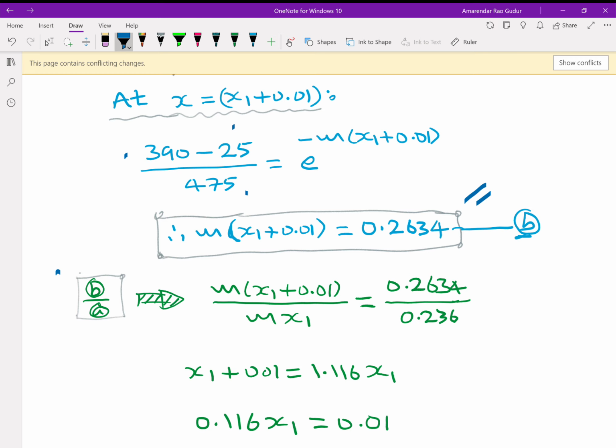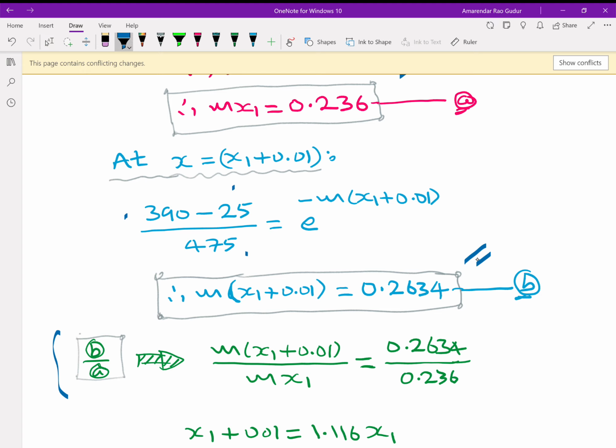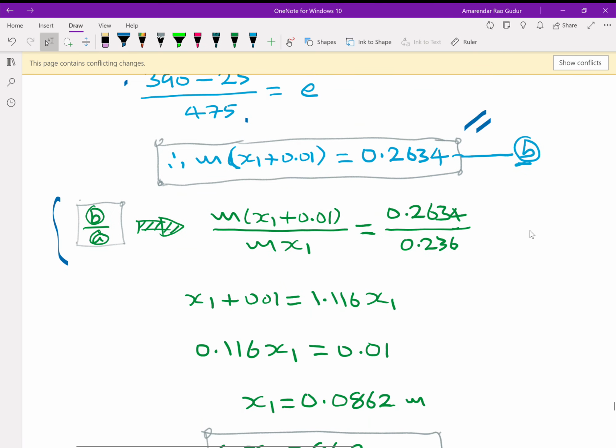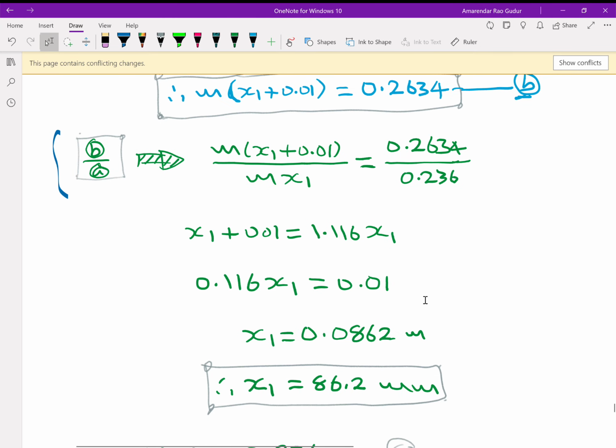Then we take the ratio of B to A, equation B by equation A, to get m x1 plus 0.01 by m x1 is equal to 0.2634 by 0.236. And we can always cancel out m, right? When we cancel out m, we are going to get x1 plus 0.01 is equal to 1.116 x1. Remember, this is 0.01. Let me put the dot. Right. Then 0.116 x1 is equal to 0.01. So x1 is going to be 0.0862 meters.